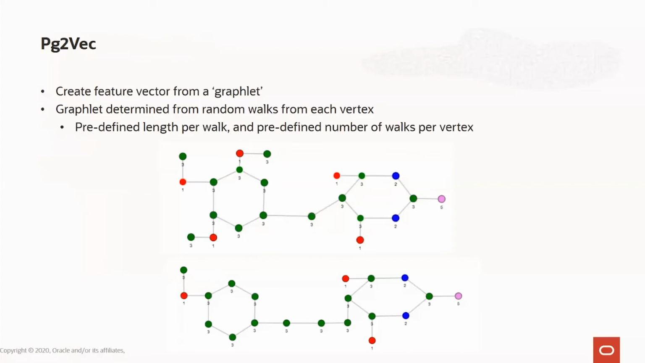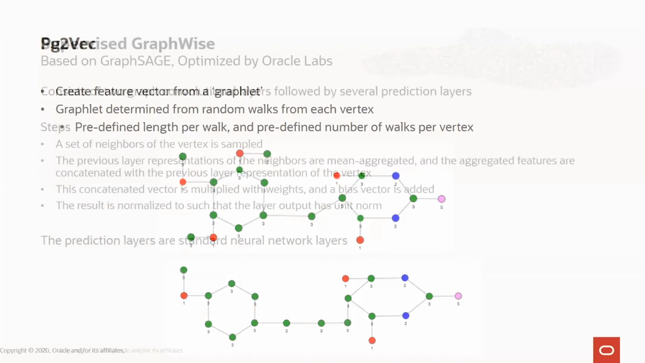I'll talk about two of those algorithms. So in PG2Vec, you start from a vertex and you start doing random walks from one vertex to another. You have a predefined length per walk, a predefined number of walks per vertex, and then you concatenate the properties of the source and destination vertices as you go along. So when you use that in your machine learning algorithm, you're able to detect that this graph has the same pattern as the pattern that I'm looking for that I trained my model on.